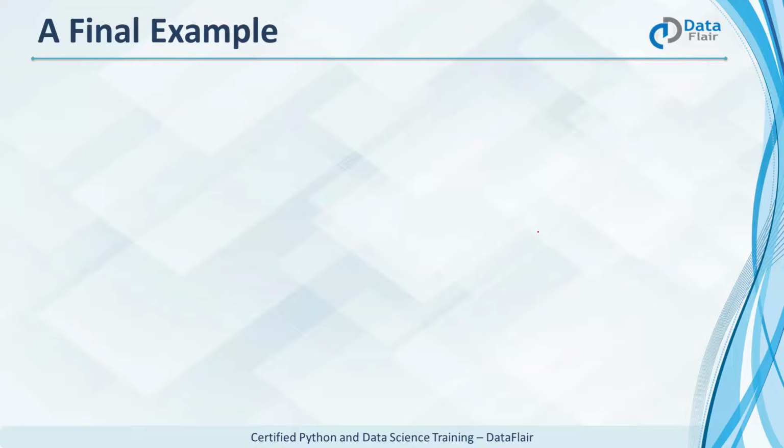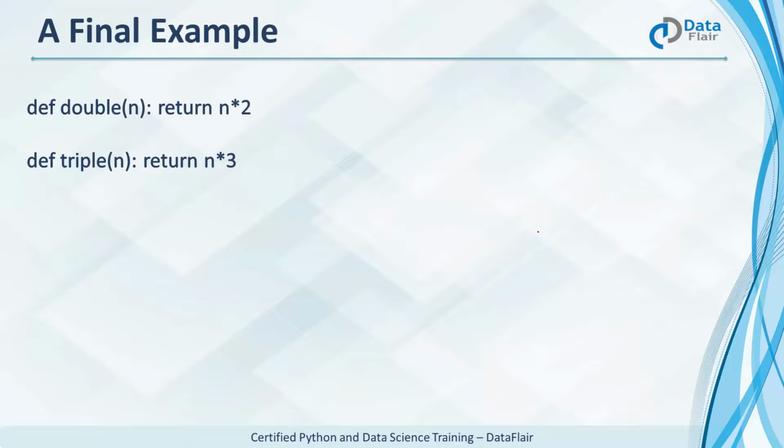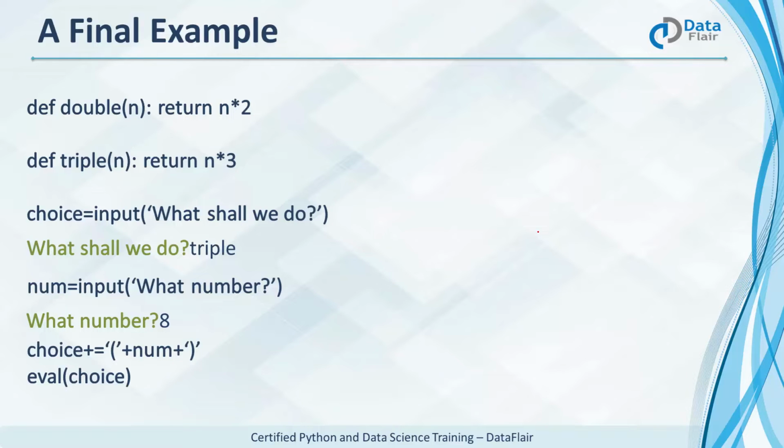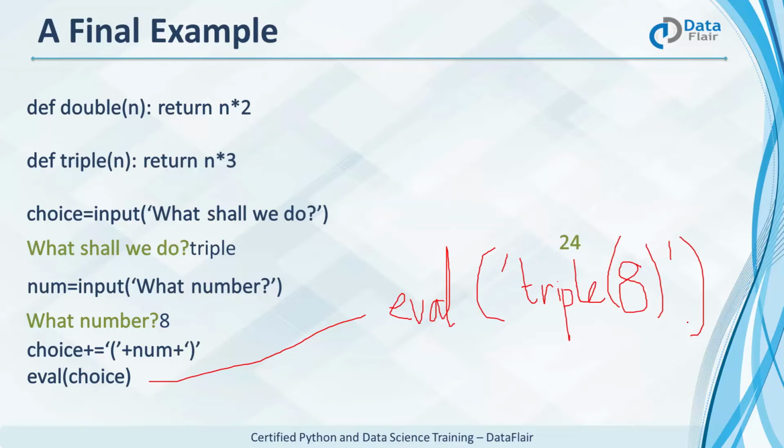Let's take one more example. We have two functions, double and triple, that double and triple numbers respectively. The choice takes in what to do. The user says they want a triple. We ask the user for the number to triple. This is the number 8. Choice is a string. To this, we now add parentheses and the number 8. Finally, we evaluate it. This is something like eval. The answer is 24. 8 multiplied by 3 is 24.